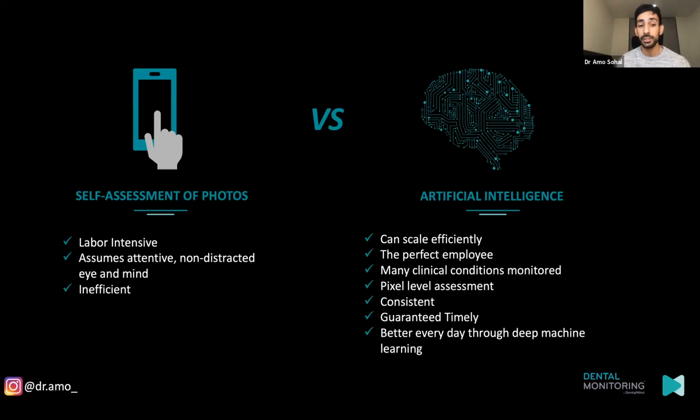So with the self-assessment of photos, one is labor intensive, more time is needed here. And it assumes you to have a very attentive and non-distractive eye and mind here, which can also lead to a very inefficient process here. There will be varying times in the day, guys, where you do your best work. Some people do their best work in the morning. Some people do it in midday. Some people may do it at the end of the day. The point being here is we always have sometimes distracted eyes and mind. It is not always a constant here.